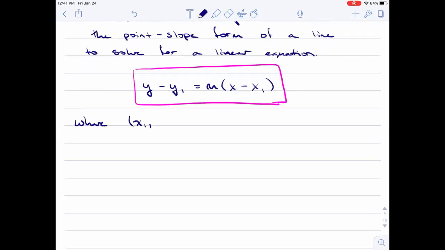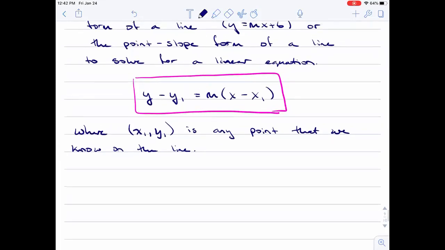Where x1, y1, right? They're not the same as for the slope that we just used. They're just general notation. So x1, y1 is any point that we know on the line, instead of the very specific having to know the y-intercept. So that's why we use the point slope, because then we can use any point.